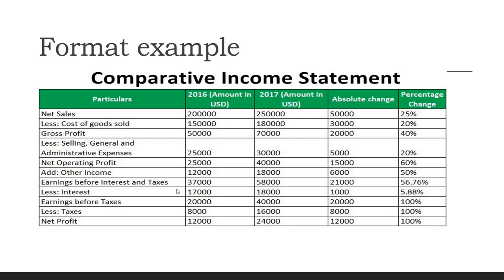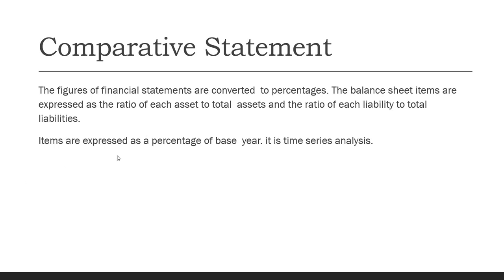So basically what you're going to do is you are converting all the items into percentages. You're converting all the items given in the transaction into percentages by taking sales as your base, or maybe you take profit as your base. This is an income statement, so in this they have taken profit as your base.